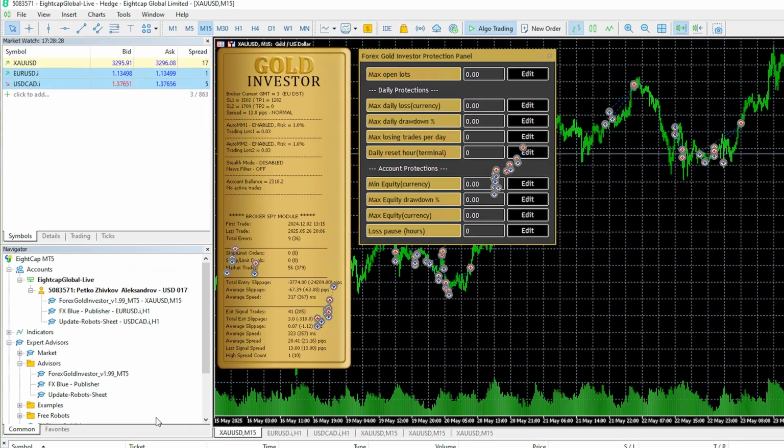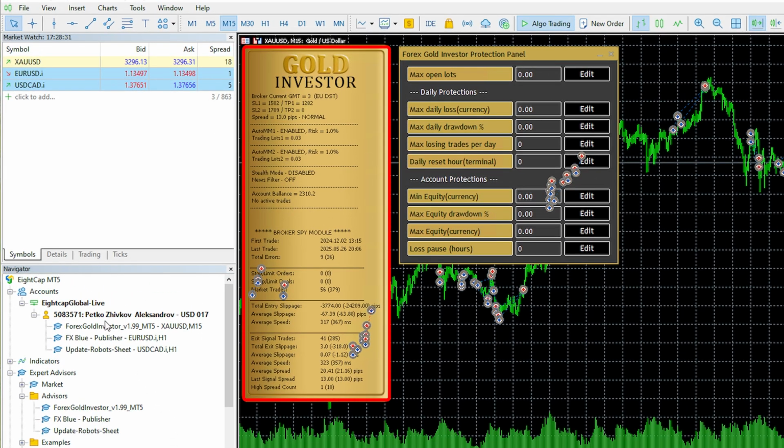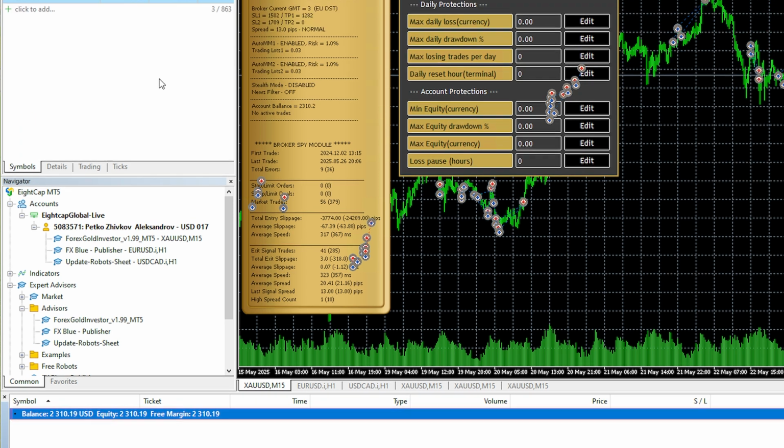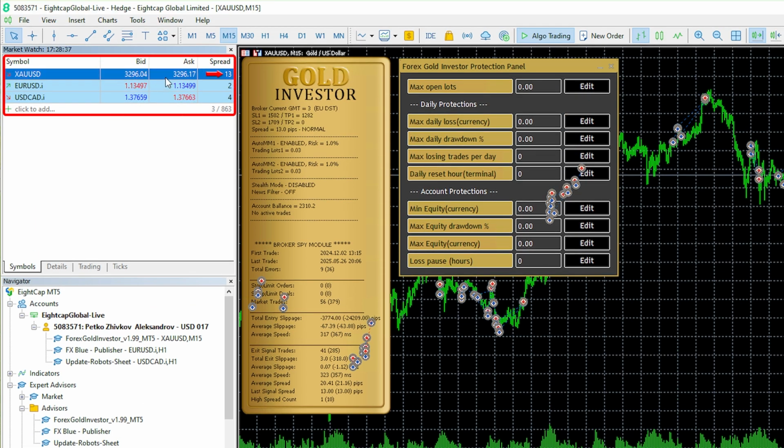And if I show the live account with Forex Gold Investor, where I have a balance of $2,310, you will notice that the spread is really low-ended. Look at the difference between the bid and the ask price.